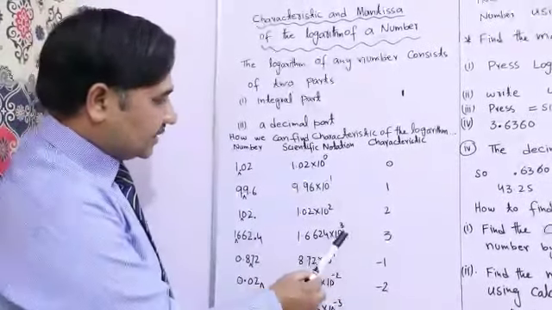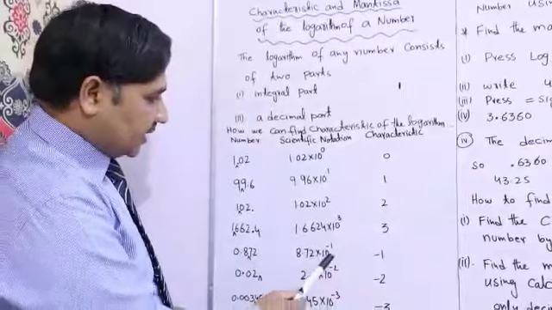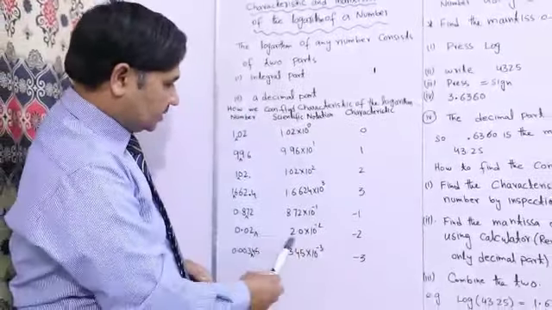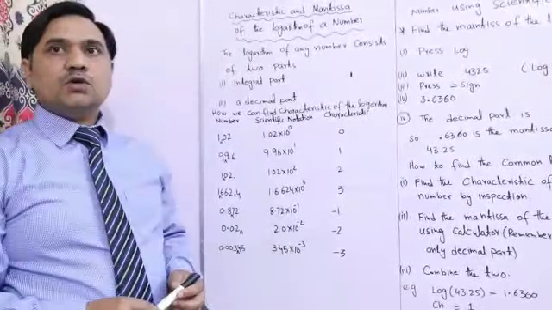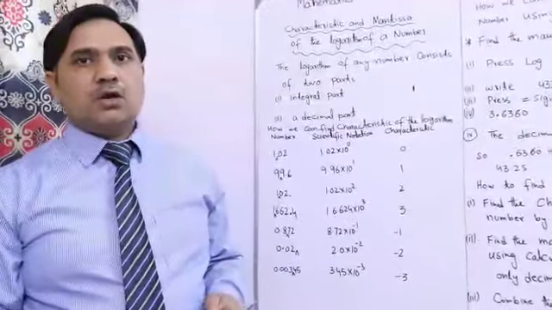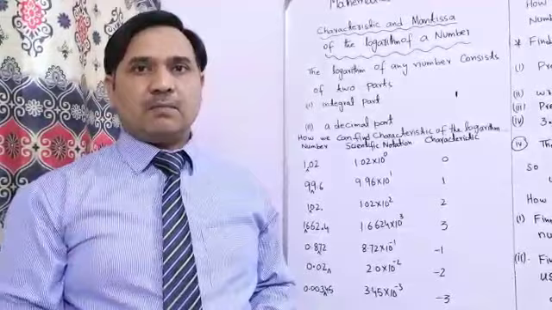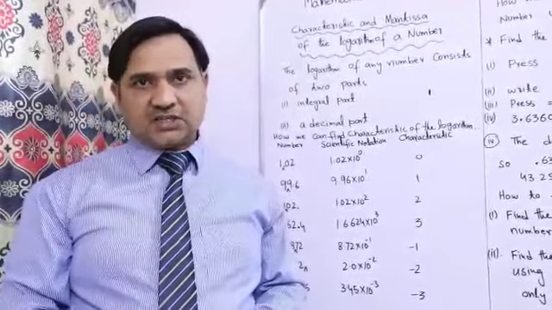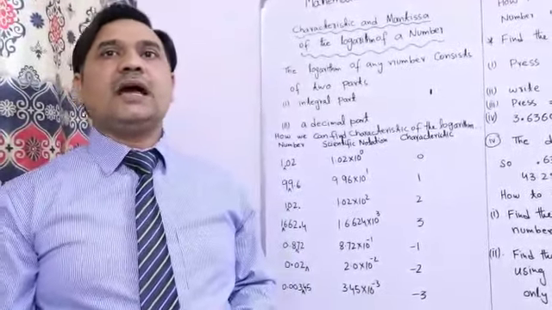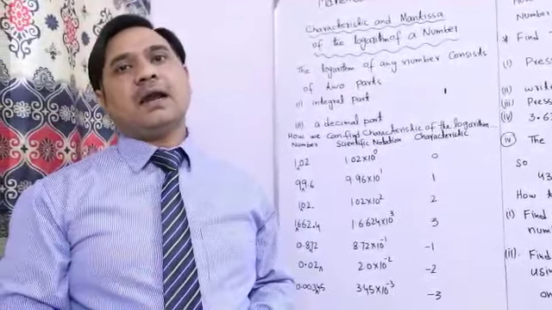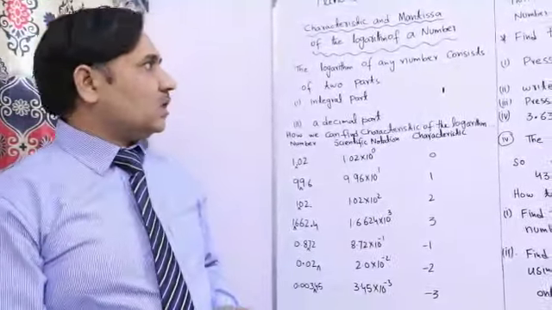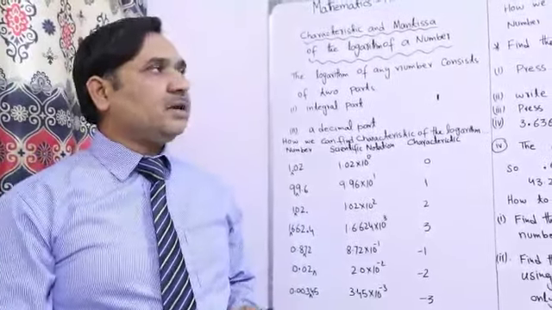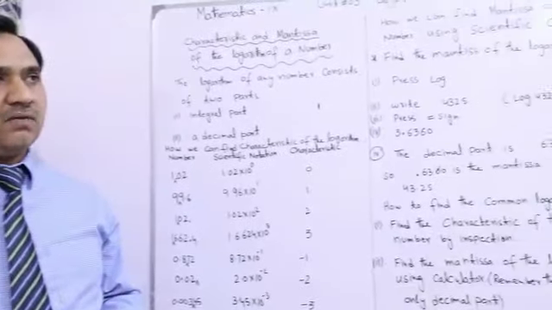Now here the characteristic is 3. Here the characteristic is minus 1. Here the characteristic is minus 2, and now here it is minus 3. So there are two ways to write the characteristic of a number. One, by inspection. Secondly, you have to convert the given number into scientific notation and write the characteristic. So let's see how we can find the mantissa of a logarithm of a number.